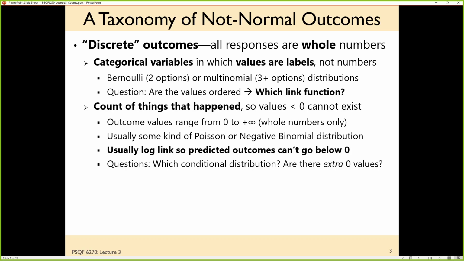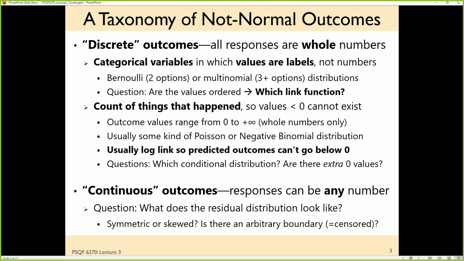And in this case, it's the log link. That way we keep everything above 0. The tricky part is what kind of distribution we want. So there are sort of 2 families, Poisson and negative binomial. You'll see those in just a minute. And then the question is, what are we going to do about these extra zeros if we have those?